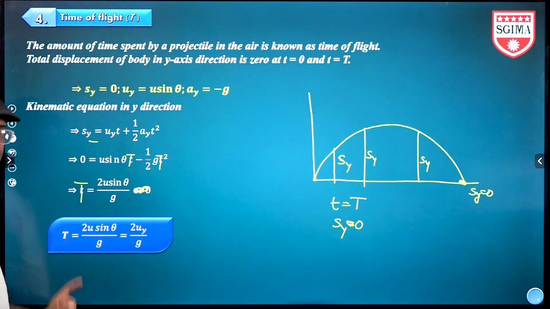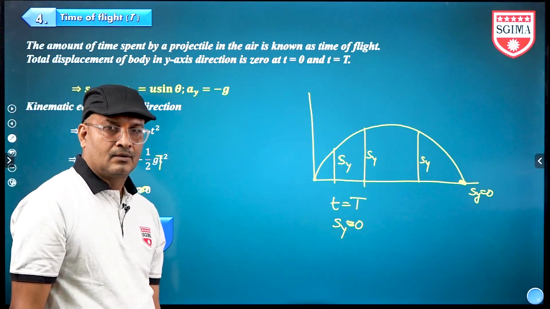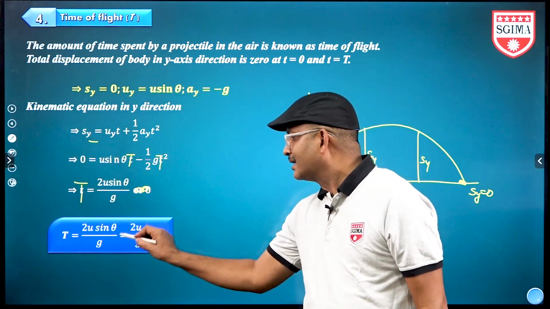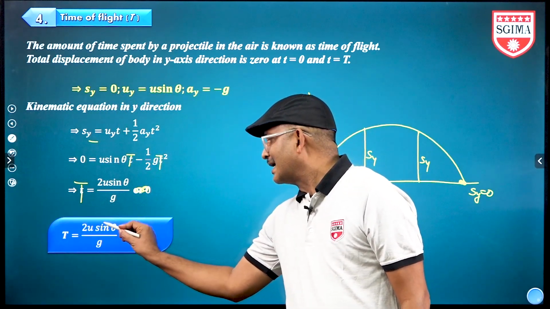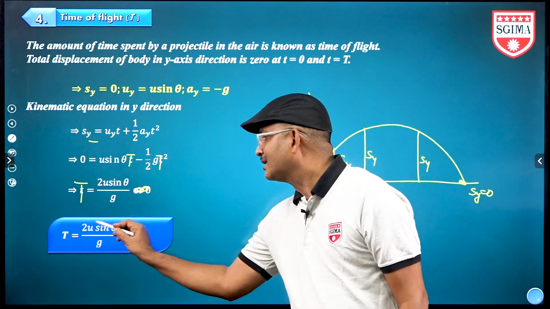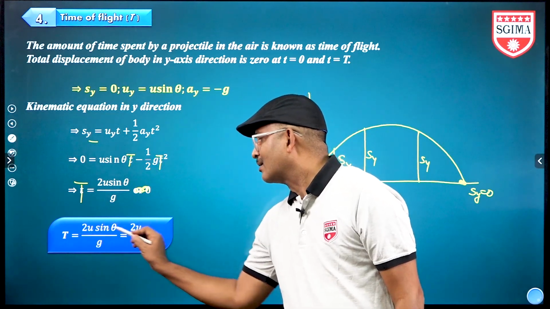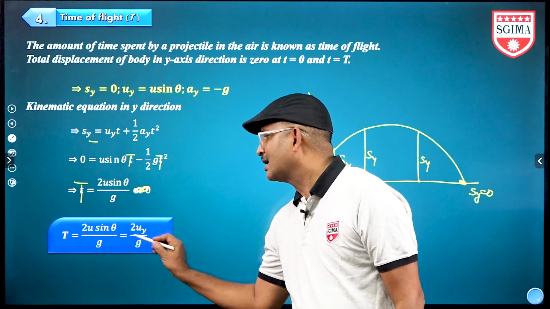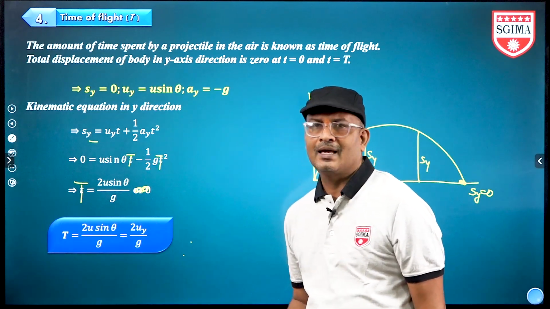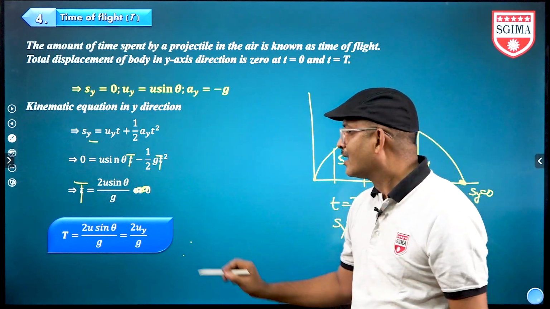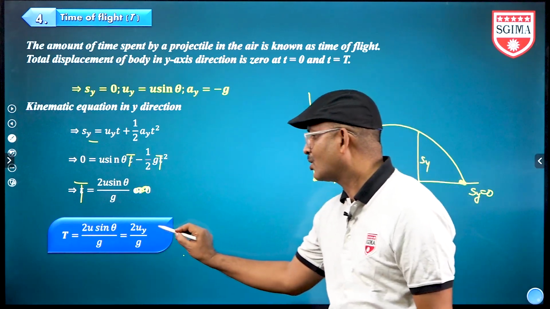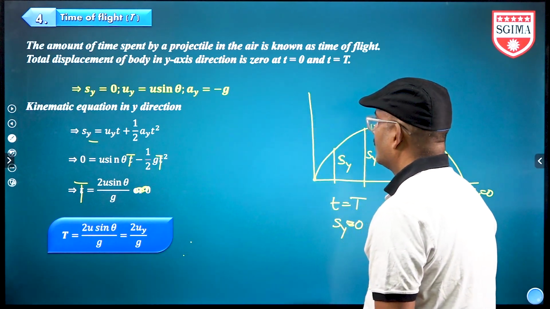So, T is equal to 2u sin theta by g. So, u sin theta is equal to uy. So, time of flight is 2uy by g. Time of flight purely depends on the vertical component of velocity. It is independent of the horizontal component of velocity. You have to remember this point. Okay?